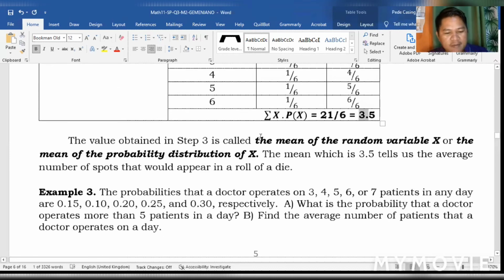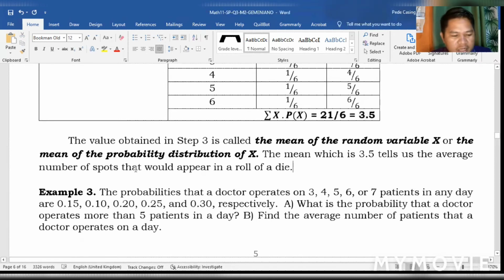The value obtained in step 3 is called the mean of the random variable x or the mean of the probability distribution of x. So the mean, which is 3.5, tells us the average number of spots that would appear in a roll of a die. So meron siyang mean, the average is 3.5. Ang kanyang number of spots average. That is example number 2.